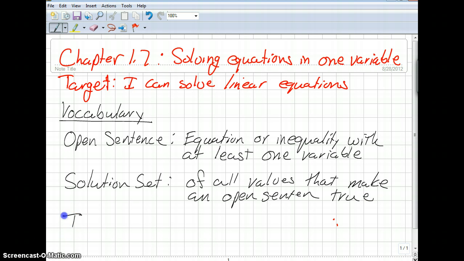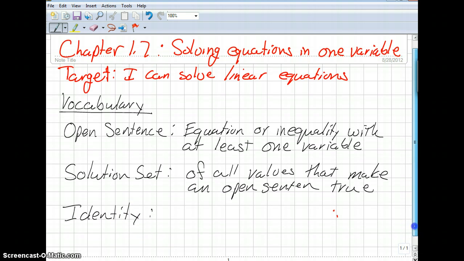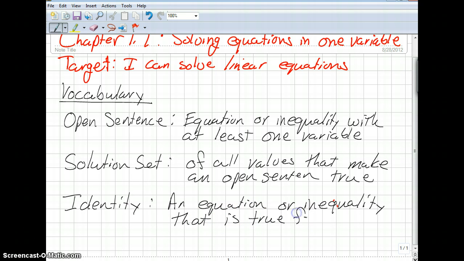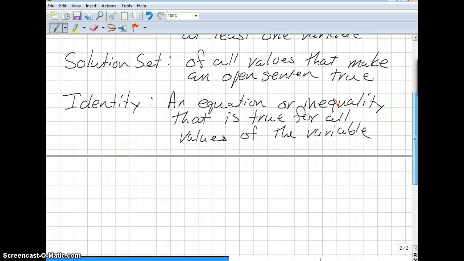Then we have what we call the identity. An identity is an equation or inequality that is true for all values of the variable. In other words, it's always true no matter what number you put in for the variable.